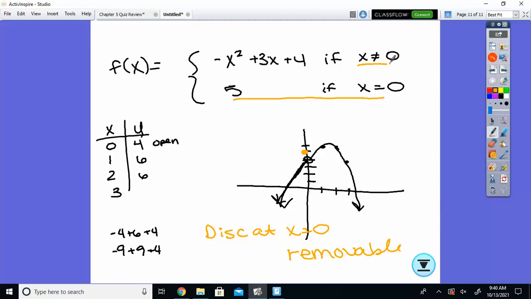The reason this one turned out to be removable is because we had the does not equal and the does equal. When it's one thing if x is greater than and another when it's less than, that'll always turn out to be your jump. Okay. So far so good? We don't have much time left, do we?